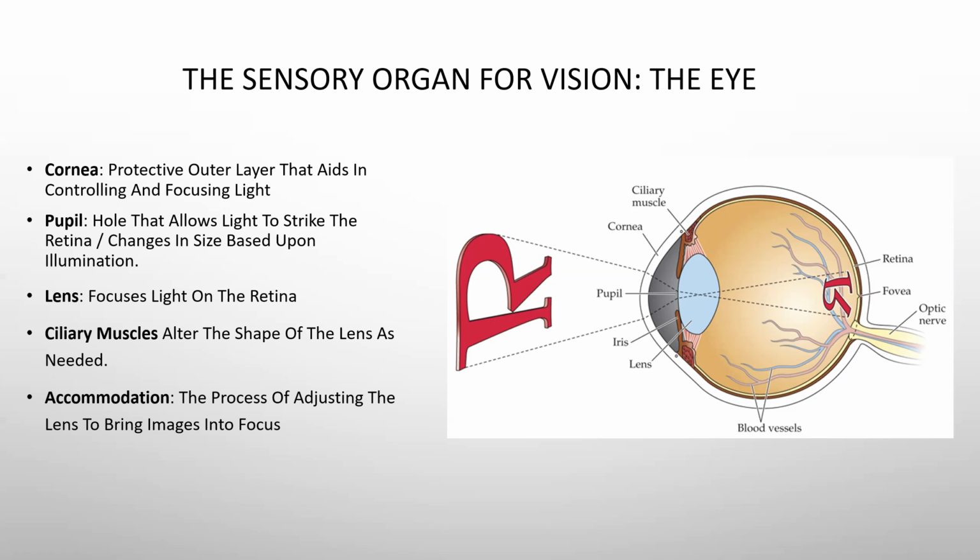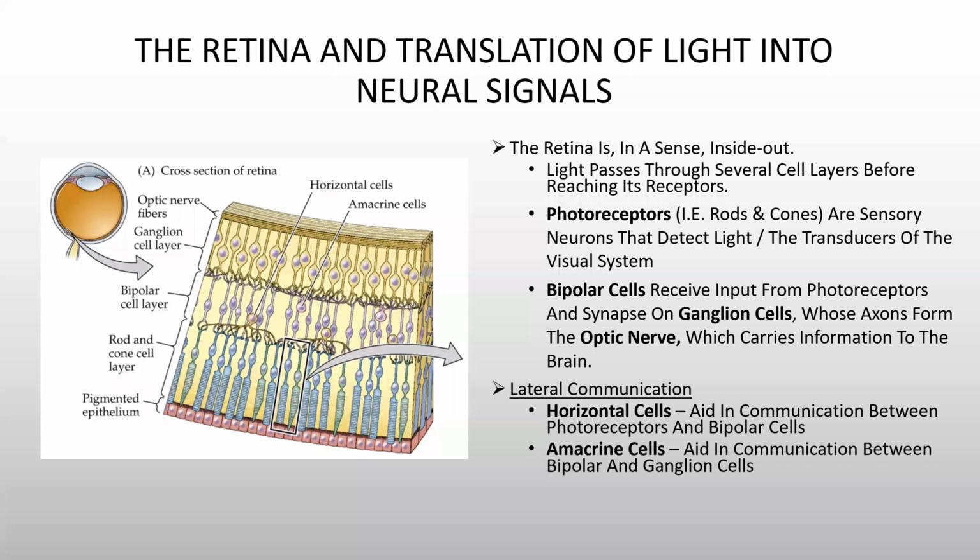And what moves that lens back and forth are the ciliary muscles, which alter the shape of the lens so that we can see things up close and see things far away as well. And then accommodation is the process of adjusting the lens to bring images into focus. So now what we're going to do is look at the back portion of the eye, or the retina.